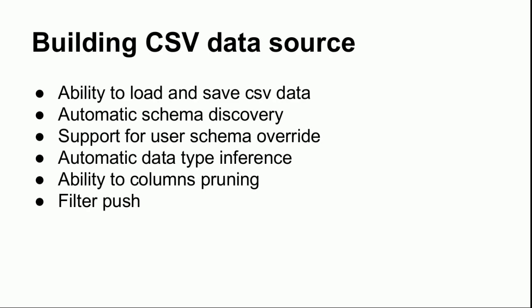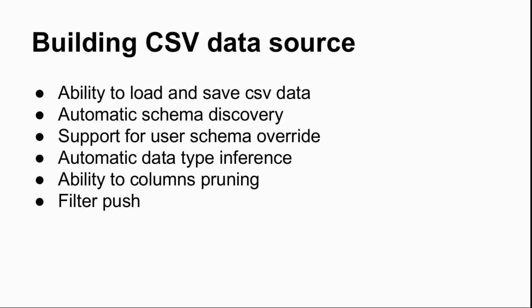In this slide, we are looking at the requirements we have from this data source. By understanding the requirements, we can see how we go about implementing these things in our data source. The first is that we should be able to load and save CSV data. This is the simplest thing. If you have CSV data, you should be able to load it into Spark and analyze it. And also if you have some other data source, we should be able to save it as CSV data.